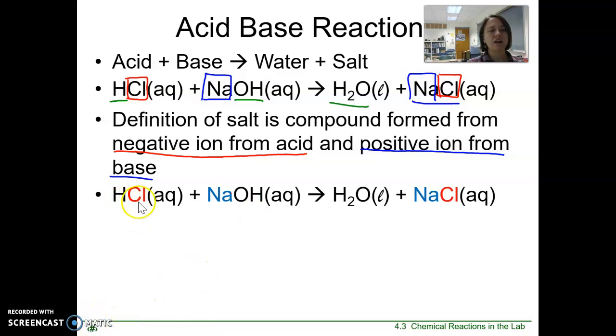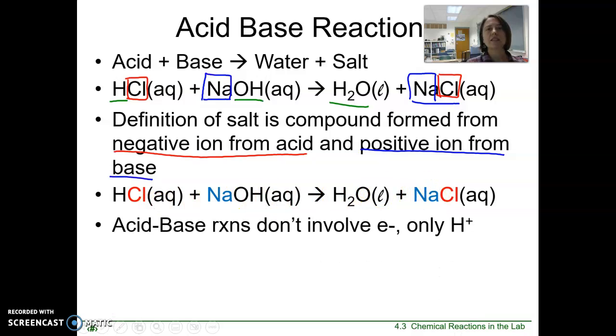We have our HCl, and that negative ion is going to form part of the salt, and sodium hydroxide, our base, and that positive ion is going to form part of the salt, and then the rest makes water. So acid-base reactions don't involve electrons, only hydrogen ions are moving around.